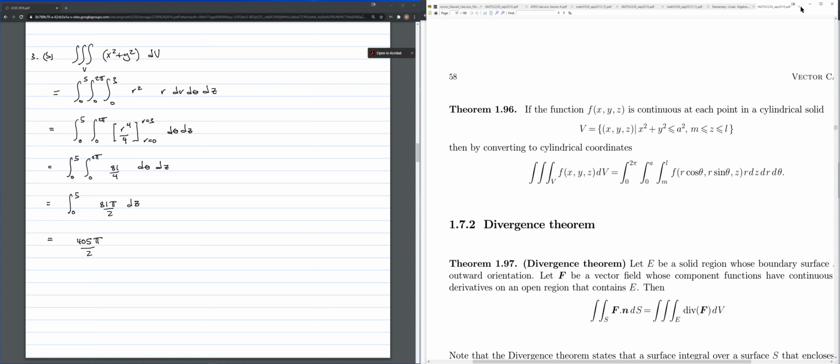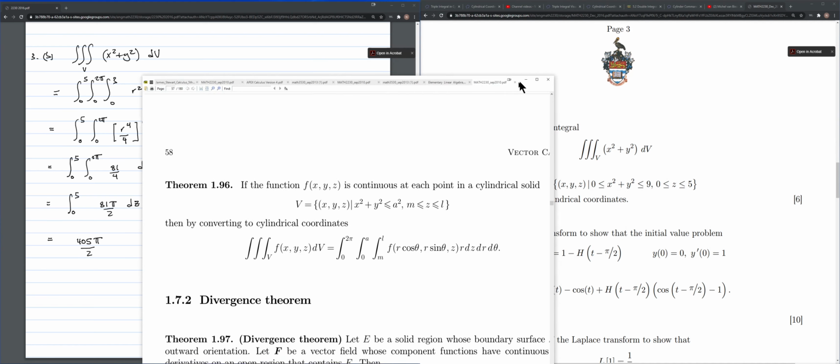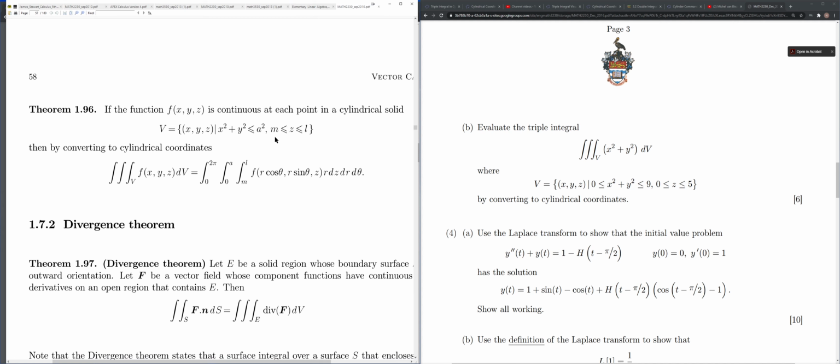So you're going to convert to cylindrical coordinates using this formula over here. The x is going to change to r cos theta, the y is going to change to r sin theta, and the z is going to change to z. Notice over here what you'd get is r squared cos squared plus r squared sin squared, which would mean that you'd eventually end up with an r squared.